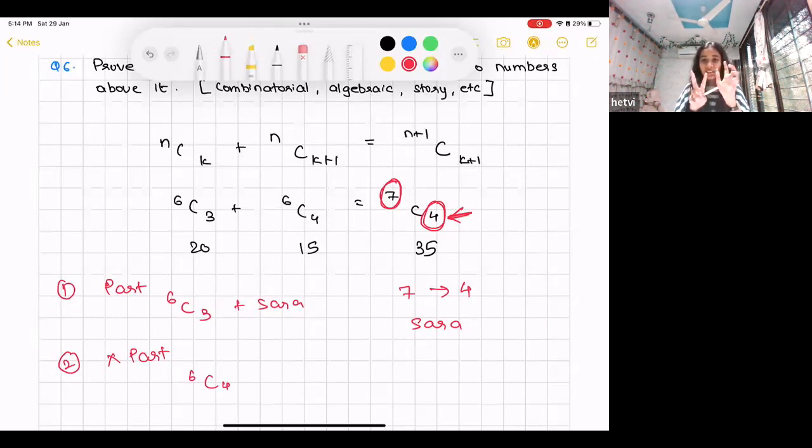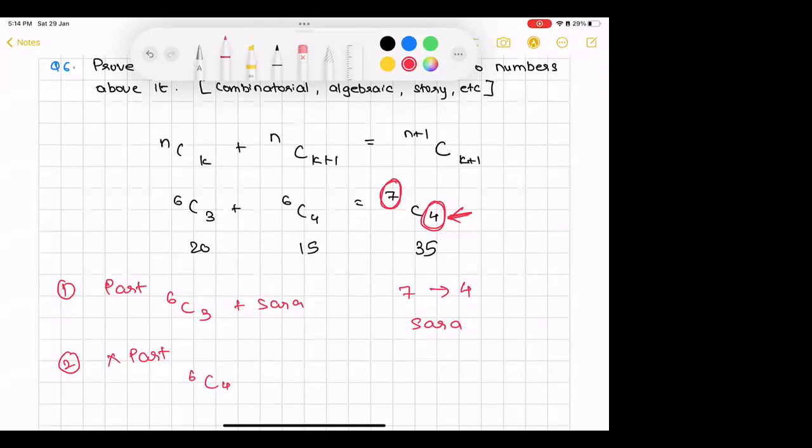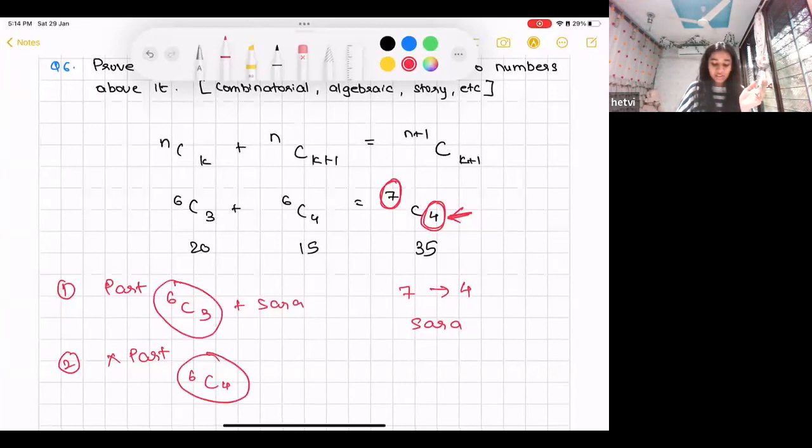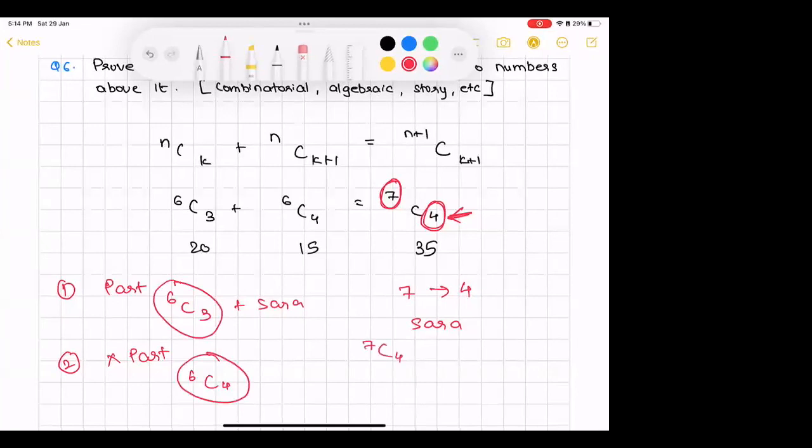One possibility, Sarah is a part of these 4 people. So then out of the remaining 6, I have to only select 3. And another possibility, Sarah is not a part of it. So that means that out of the remaining 6, I still have to select 4. So we get 6C3 plus 6C4 gives us 7C4.